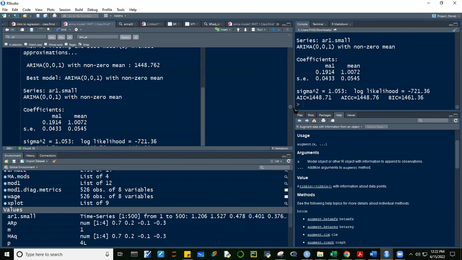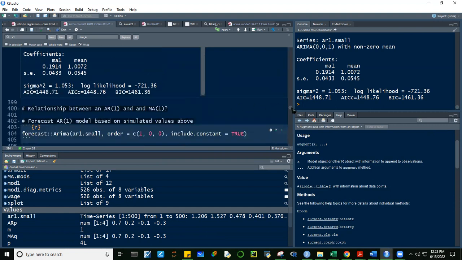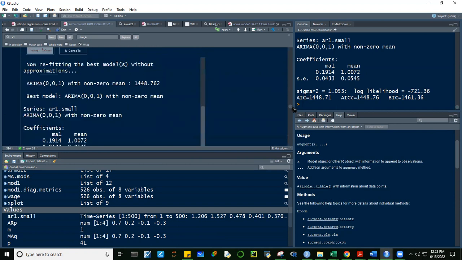So this is just one that he showed, no? ARIMA. Notice, guys, the best model is an ARIMA(0,0,1) with non-zero mean. Okay, our series is AR1 small. So my question to you, guys: why is it that the series we simulated as AR1 shows the best model as an MA1 process?